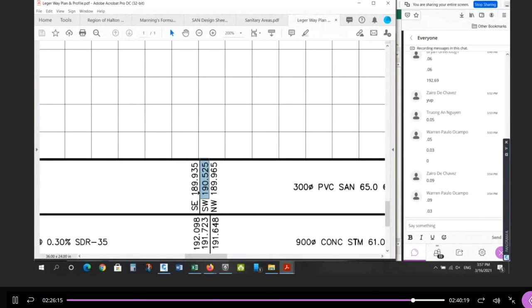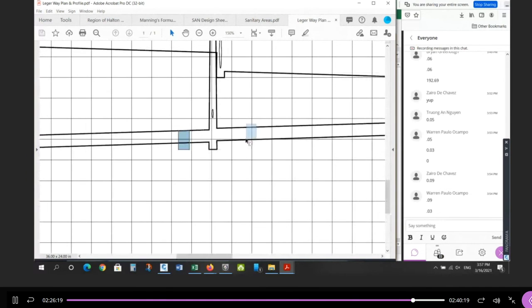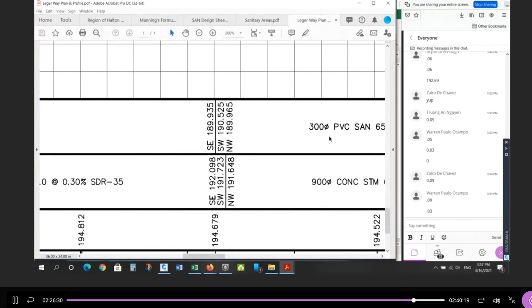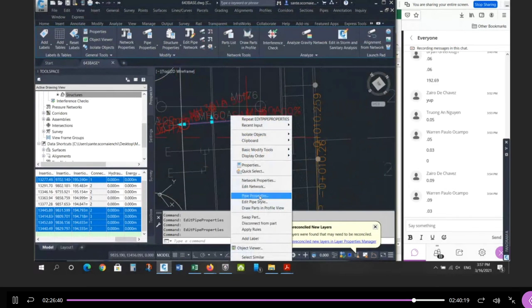It's the highest one of the 3. And if you look at the graphic, you'll see that. This is the outgoing pipe, this is the incoming, but this pipe and this pipe is on ledger way. That little ellipse, that's the pipe coming out of the subdivision we're designing. So that invert is, according to the sanitary system, 190.525. So I'm going to go back to my drawing and go to that pipe, pipe properties.